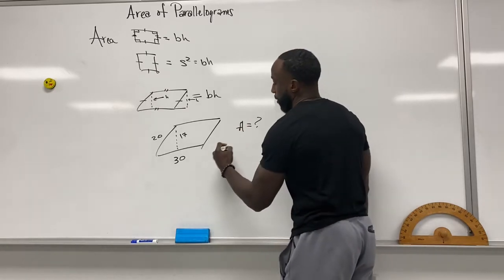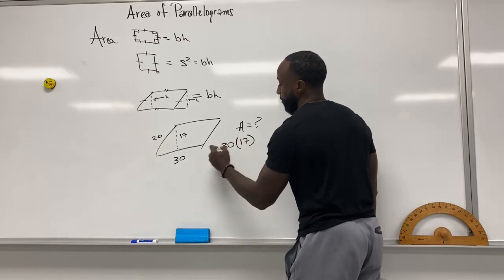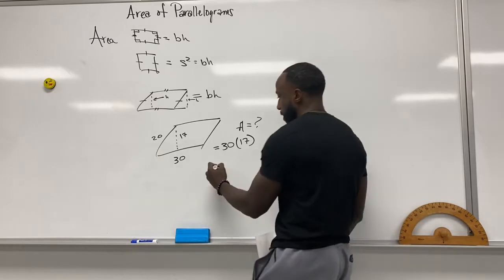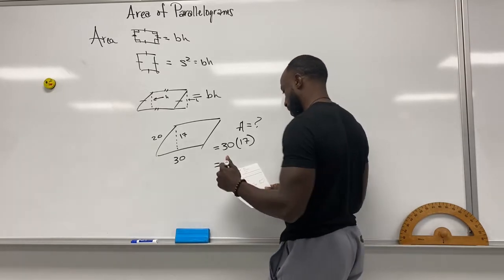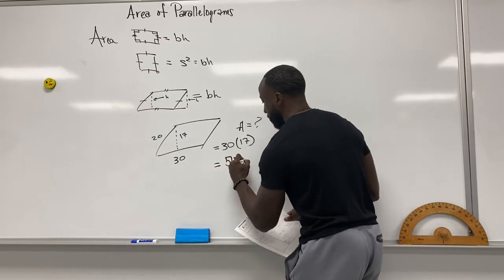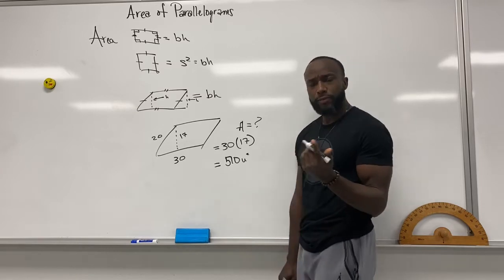It'll be essentially base 30 times height 17, right? 30 times 17, and that's how you get 510 units squared.